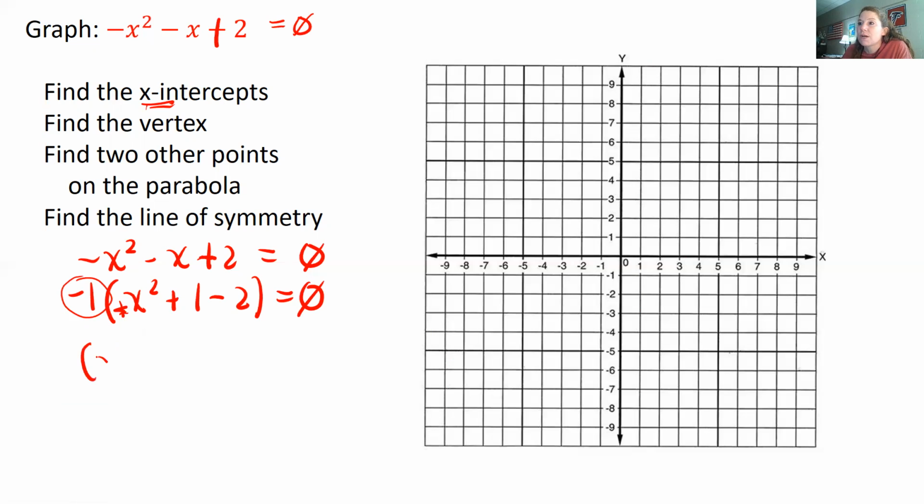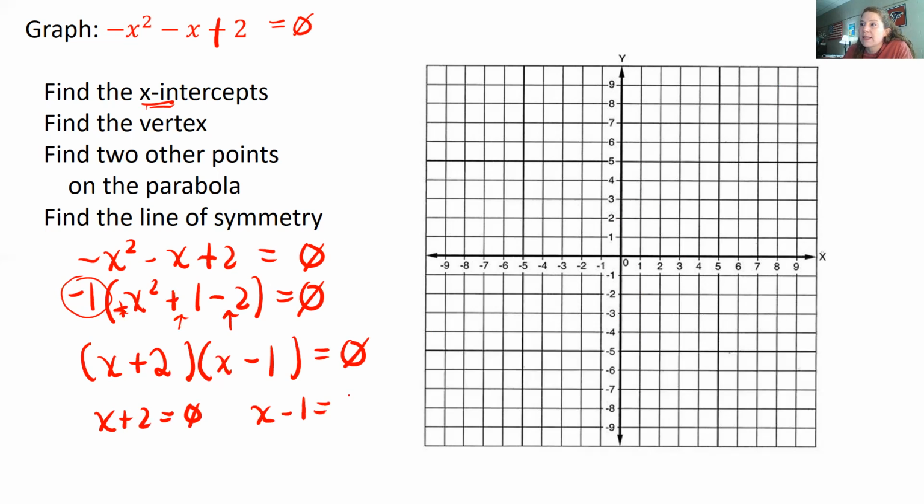So I want 2 numbers that multiply to give me negative 2 and add to give me positive 1. So that would be positive 2 and negative 1. Let's check it. Does 2 times negative 1 equal negative 2? And does 2 plus negative 1 equal positive 1? Yes. So I'm good now. The way I had it written, I wouldn't have whole numbers. I just want to do whole numbers because we're just starting to do these for the first time.